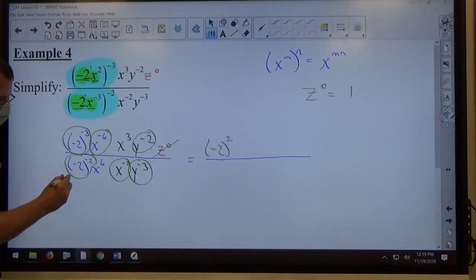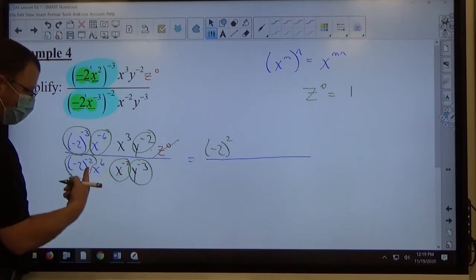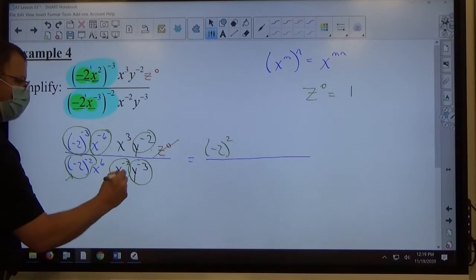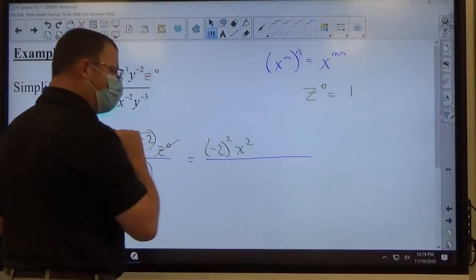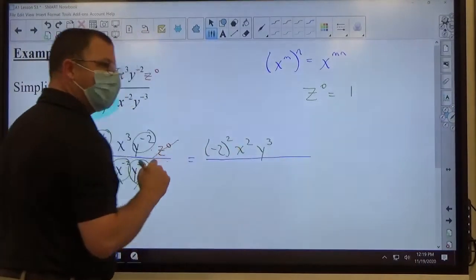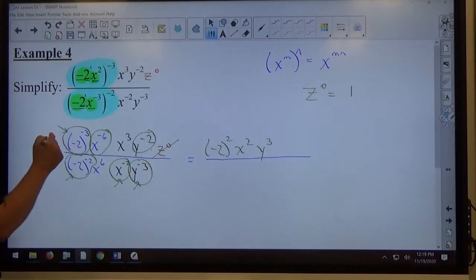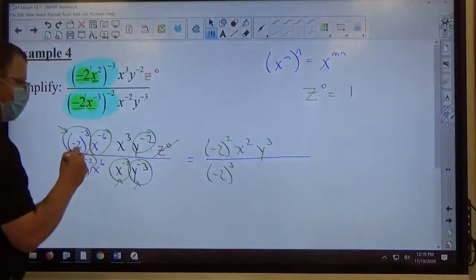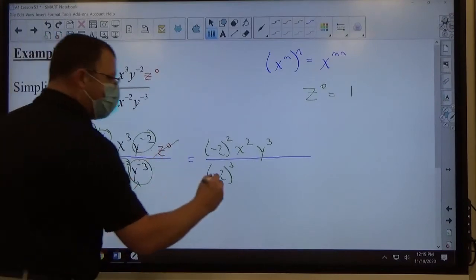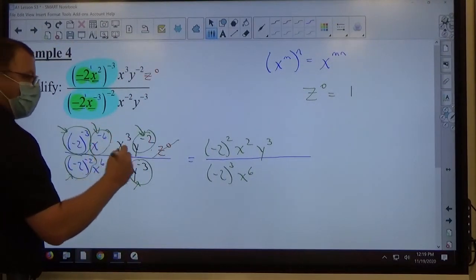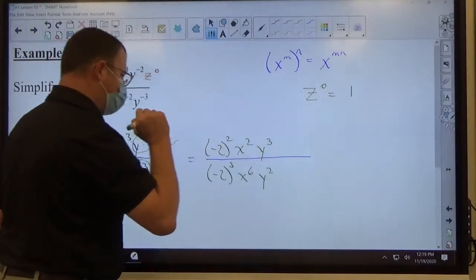Notice this is what I moved, this guy here. The -2 base stays -2. The -2 power became a +2 power. This x to the -2 on the bottom belongs on the top, +2. Y to the -3 belongs on the top, y to the +3. This -2 to the -3 on top belongs on the bottom, so -2 to the +3. This x to the -6 on top belongs on the bottom, x to the +6. This y to the -2 on top belongs on the bottom, it's y to the +2 on the bottom.